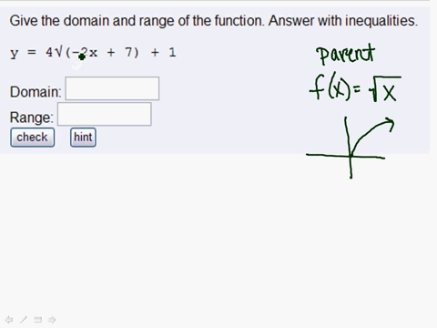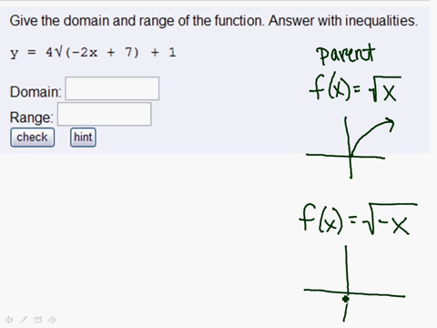Notice in this equation we have a negative underneath the radical. So since there's a negative, that would now be f of x is negative square root of negative x. If we were to graph that, the graph is then reflected over the y-axis. So this indicates a reflection over the y-axis. So now this looks something like this.